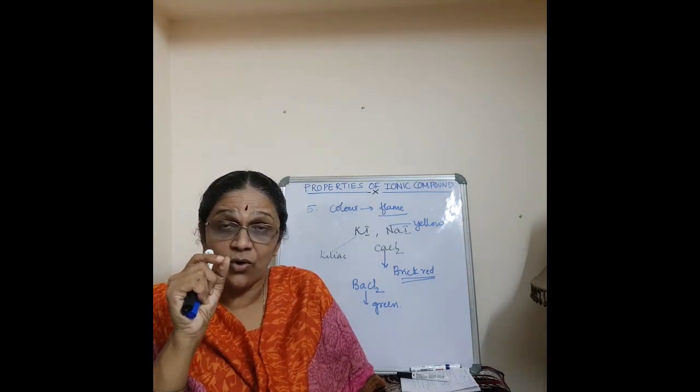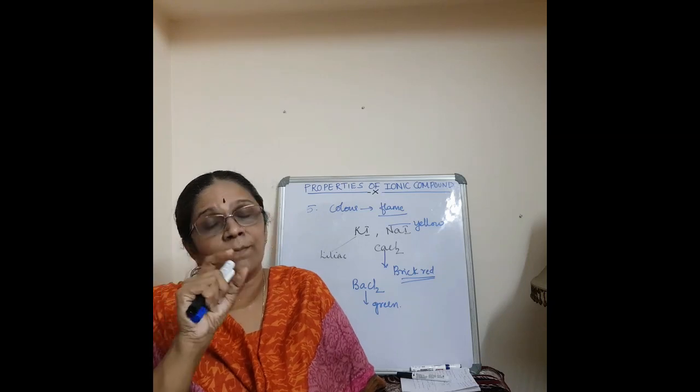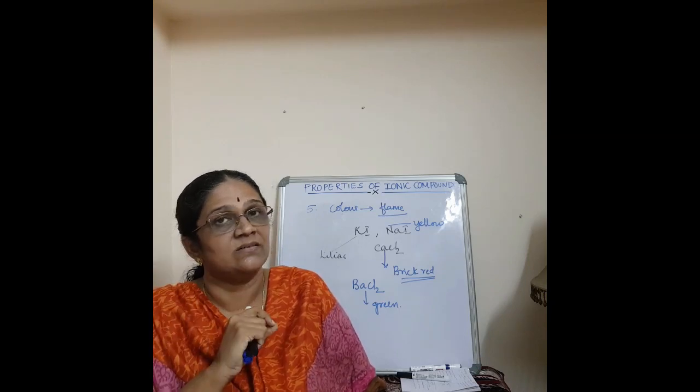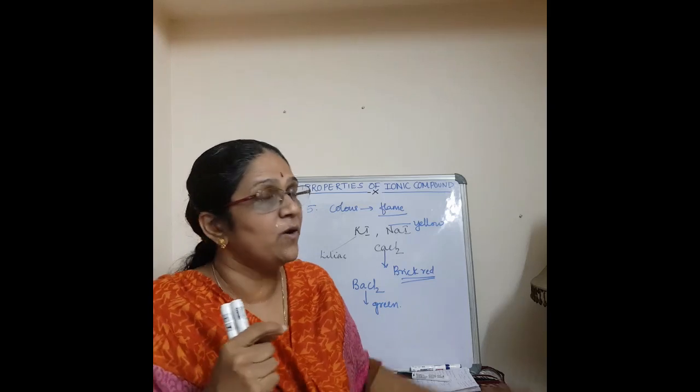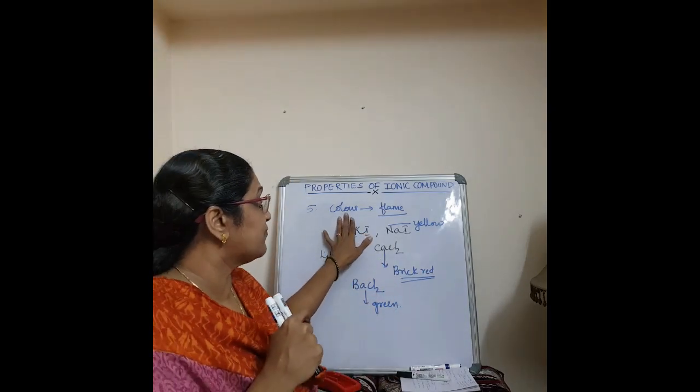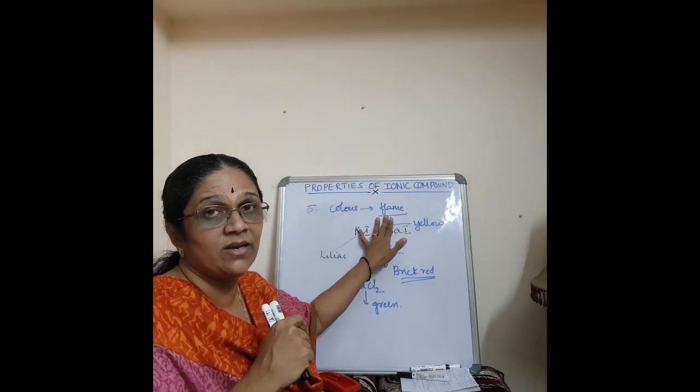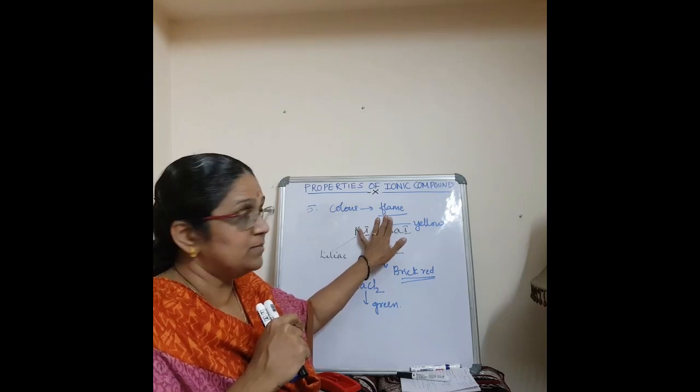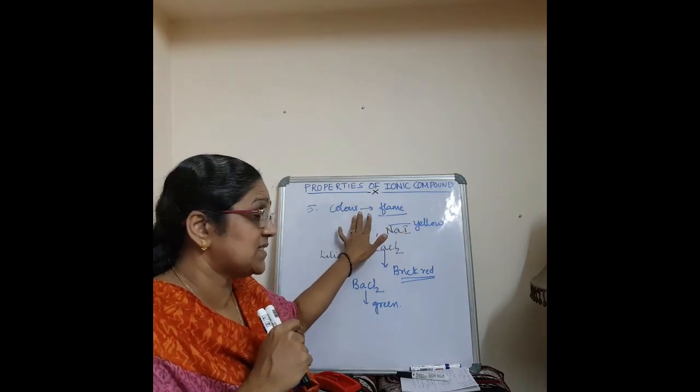Because of the strong force of attraction, it is not capable of movement. That is why. Okay. And the last point is they will show a characteristic color to the flame. When it is shown to a Bunsen burner or a flame, it has a characteristic color.